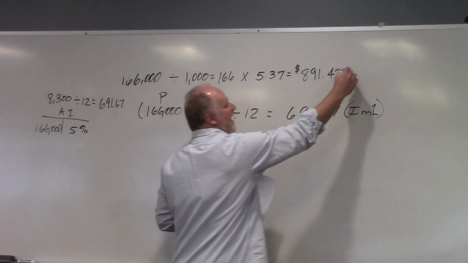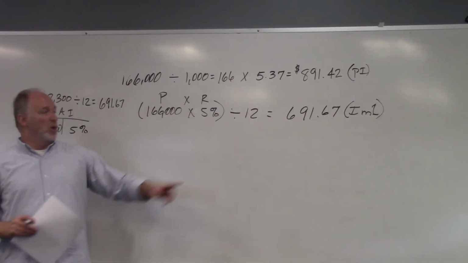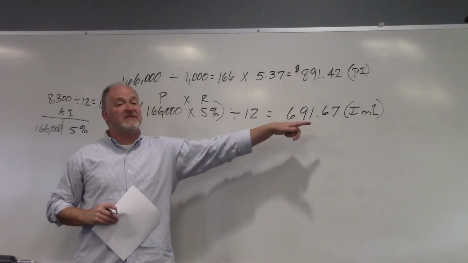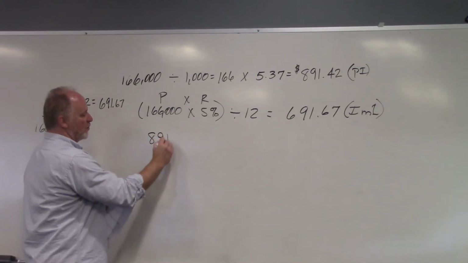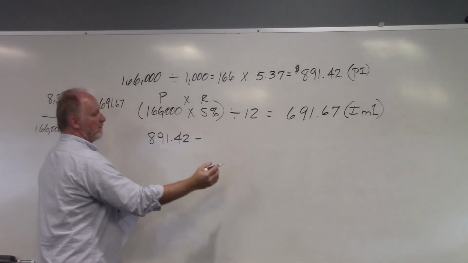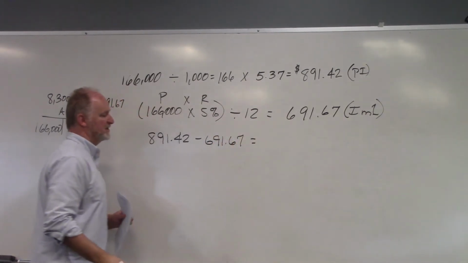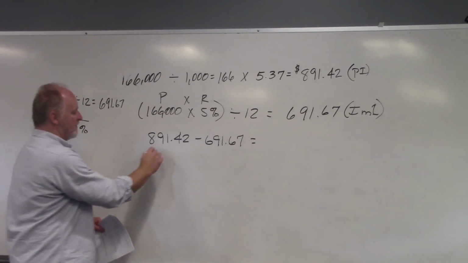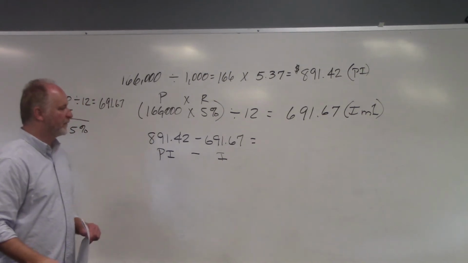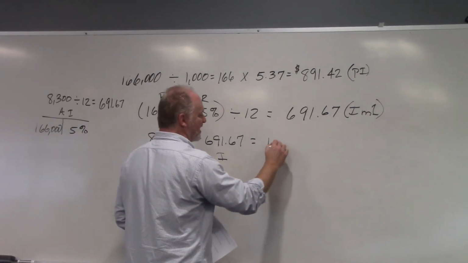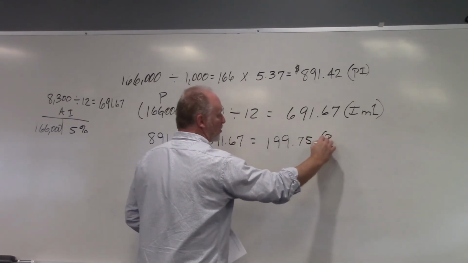I made a payment of $891.42 that included principal and interest. Well, if $691.67 went to interest, the rest had to go to where? Principal. $891.42 minus $691.67, and of course there's going to be a rounding issue here, but we're going to use 67, so all of us will be on the same base. P and I minus I equals how much? 199.75.